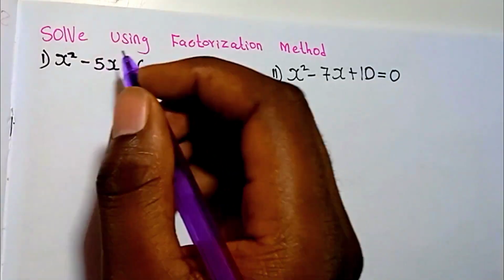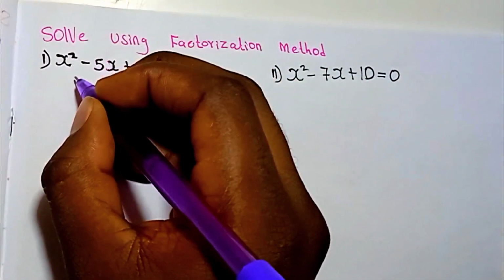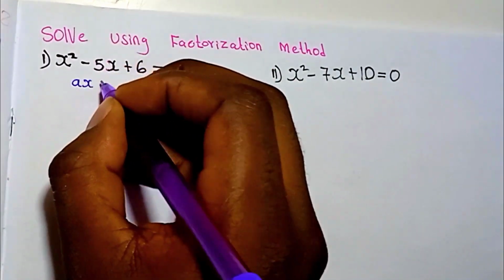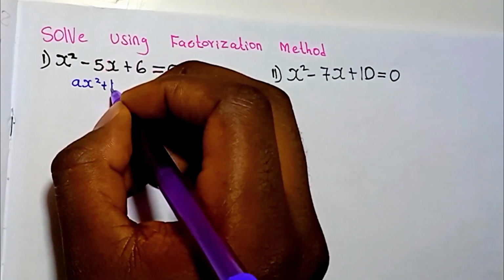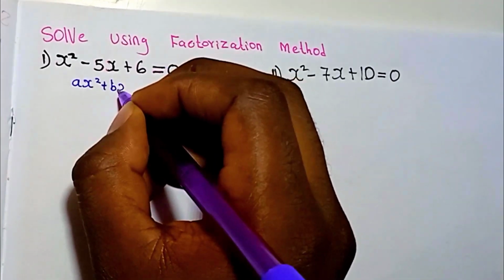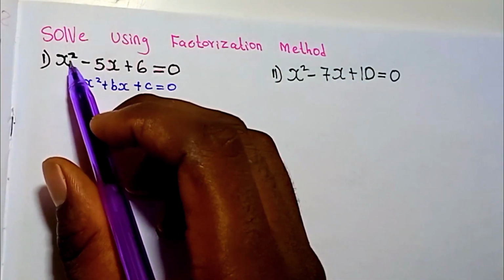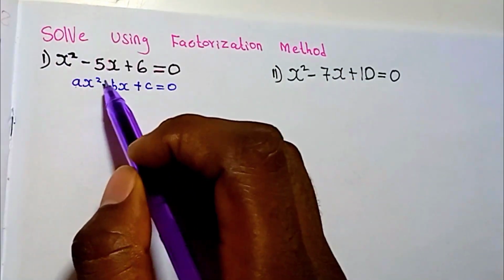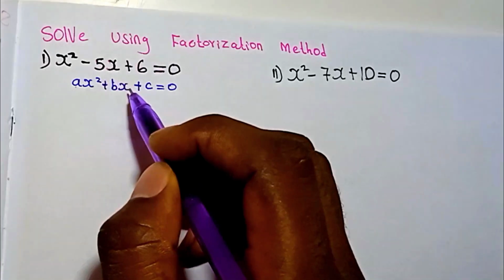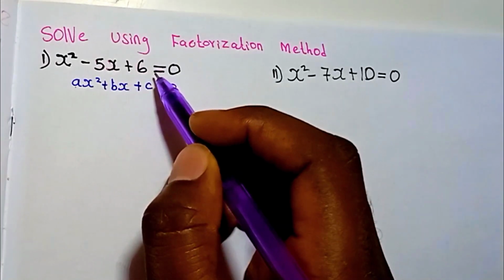So the quadratic equation is any equation that is in the form of ax squared plus bx plus c is equal to 0. So in this case our a is 1, our b is -5 and our c is 6.